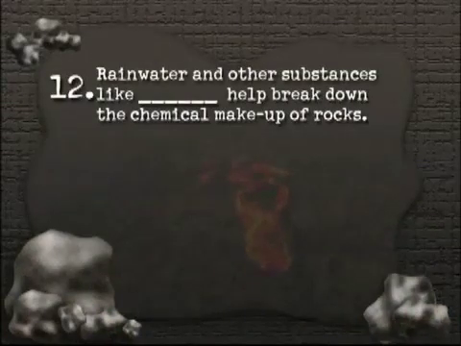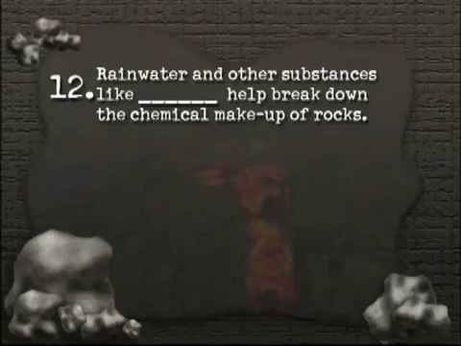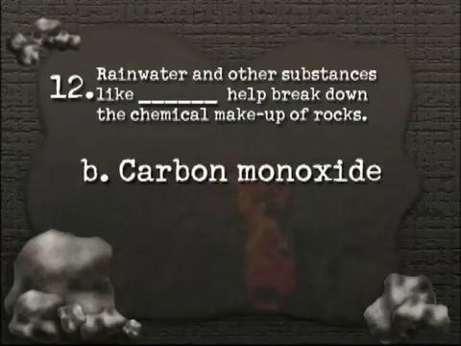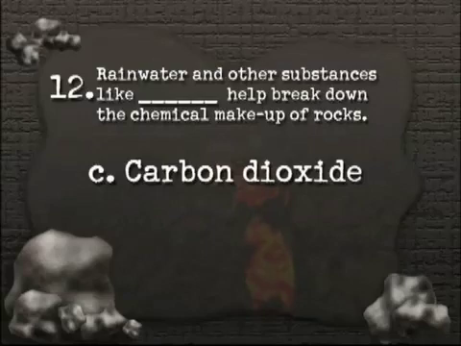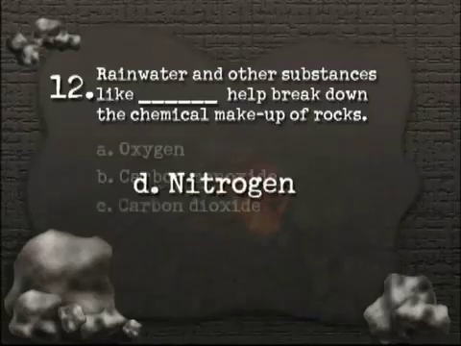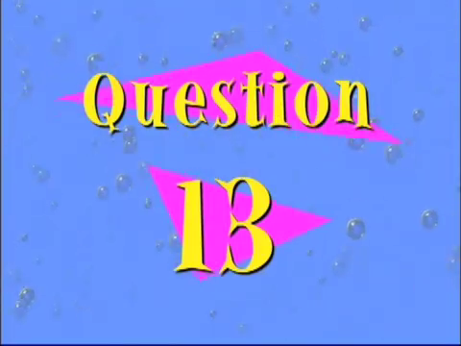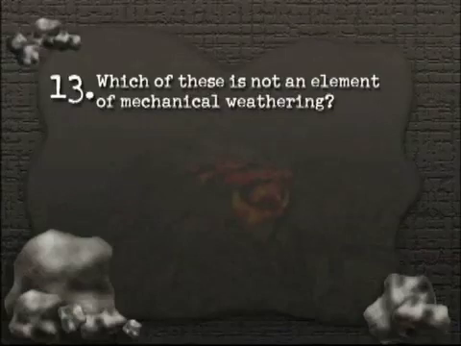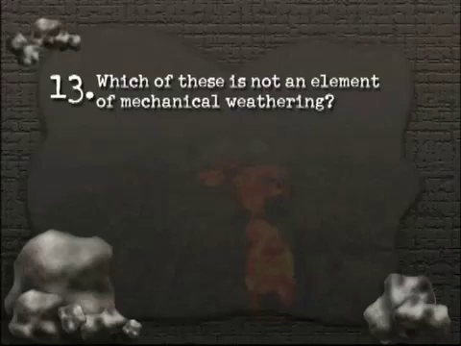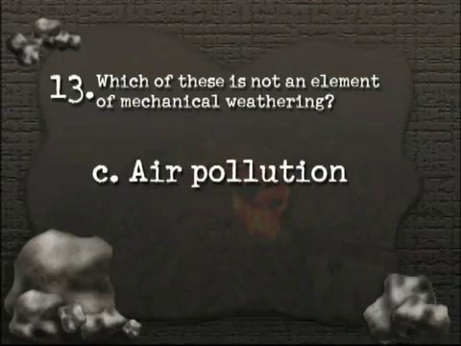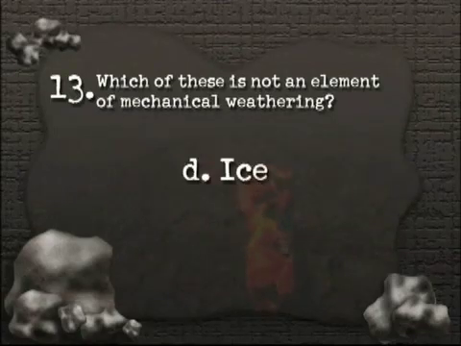Question 12. Rainwater and other substances like blank help break down the chemical makeup of rocks. A. Oxygen, B. Carbon monoxide, C. Carbon dioxide, or D. Nitrogen? Question 13. Which of these is not an element of mechanical weathering? A. Wind, B. Moving water, C. Air pollution, or D. Ice?